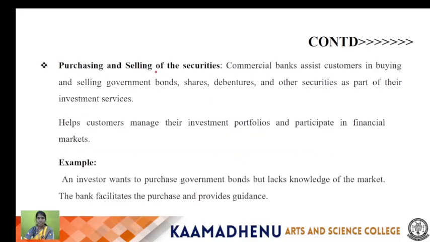Next, purchasing and selling of securities. Commercial banks assist customers in buying and selling government bonds, shares, debentures and other securities as part of their investment services. Helps customers manage their investment portfolio and participate in financial markets. For example, an investor wants to purchase government bonds but lacks knowledge of the market. The bank facilitates the purchase and provides guidance.